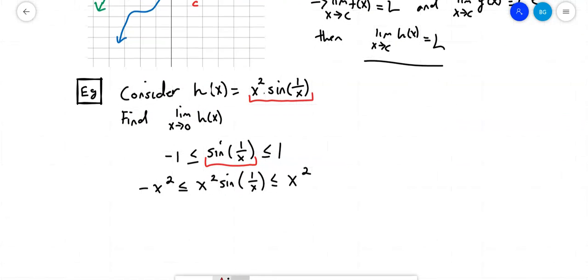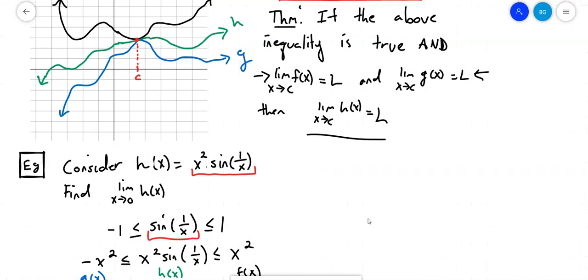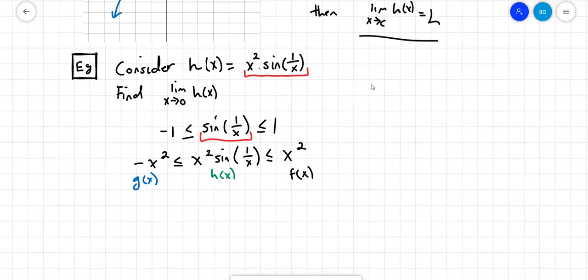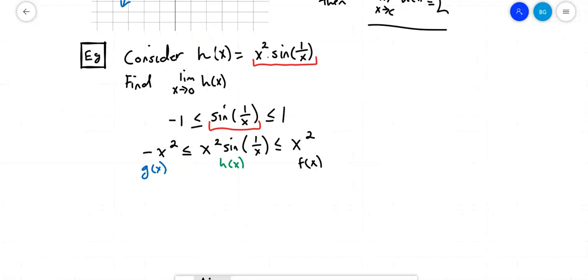So in this case, g of x is this function here. H of x is this function here. And f of x is this function here. So let's see, remember what the squeeze theorem also relies on. It relies on the fact that we can find the limits of these lower and upper functions. So let's see if we can find the limit of g of x. We're going to take the limit as x goes towards 0 of g of x. But remember, g of x is just negative x squared. And that's a polynomial which is continuous everywhere, and our strategy for finding the limits of continuous functions is just to plug in the value. So if I plug in 0, I'm going to get that limit to be 0.